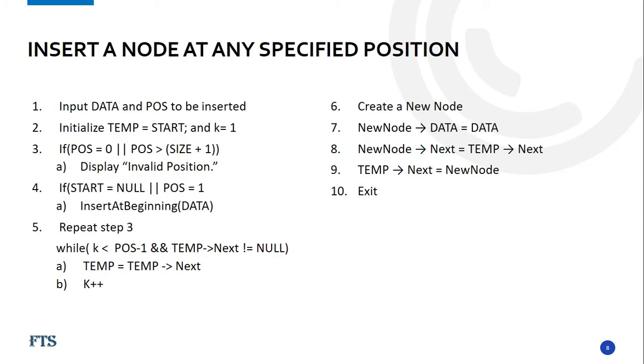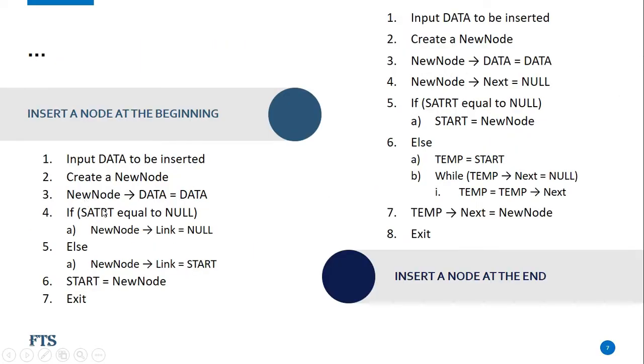This one is to insert a new node at any specified position between the beginning and the end. First, input two values, data value and position. Initialize temp equal to start and k equal to 1. If pos is equal to 0 or pos is greater than size plus 1, display invalid position. Else, if start is equal to null or pos is equal to 1, we are inserting at the beginning, so we have to call insert at the beginning. Insert at the beginning is this algorithm.